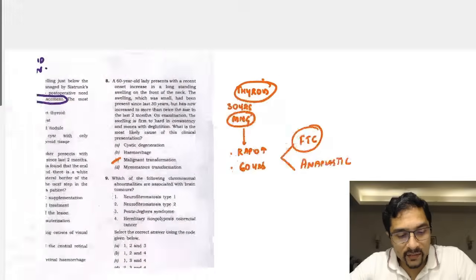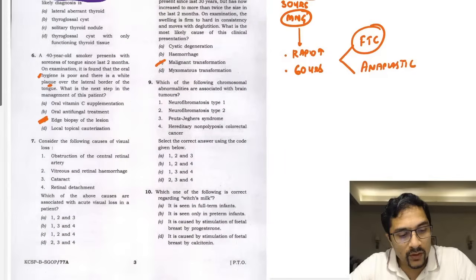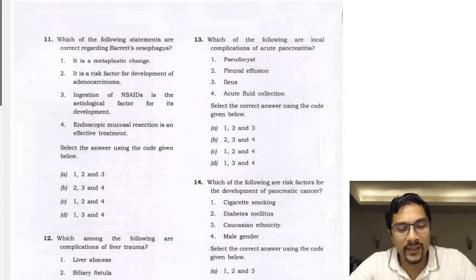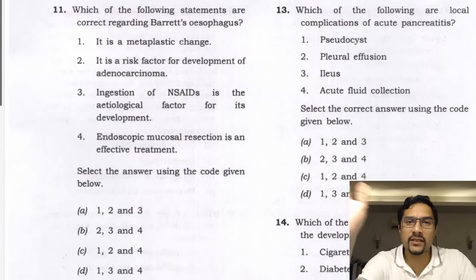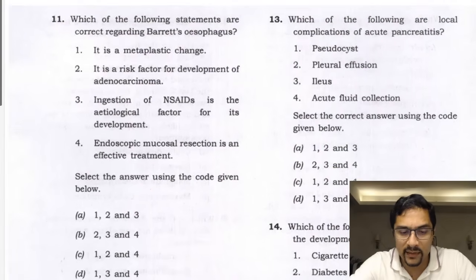Right, so that was the next question which was asked. Let's move on to the other set of questions. Surgery questions were quite a lot this time. Next one was Barrett's esophagus, which we know is a straightforward question. It has been asked many times in the exam.